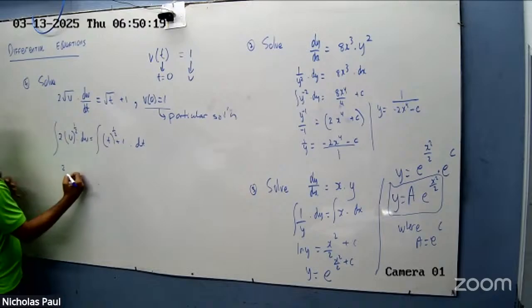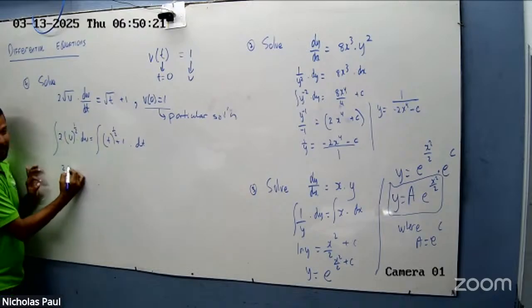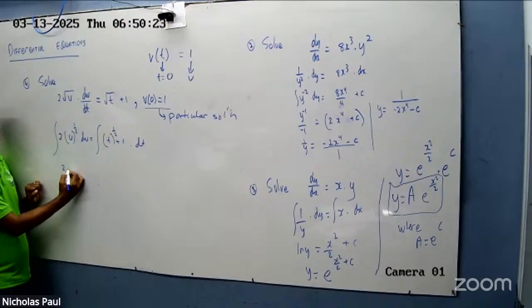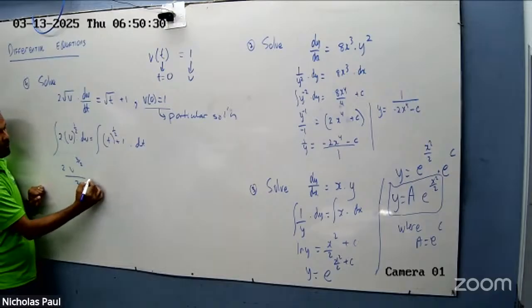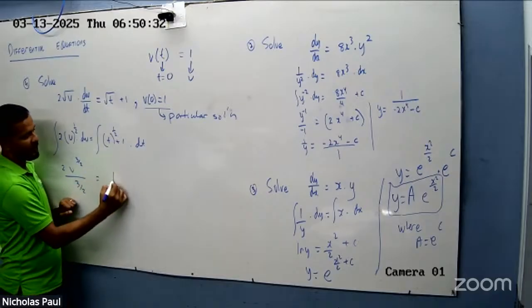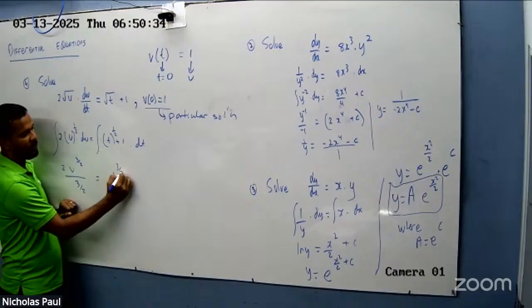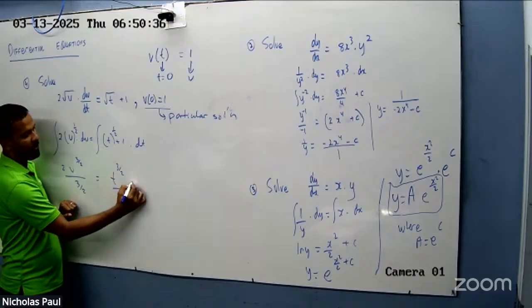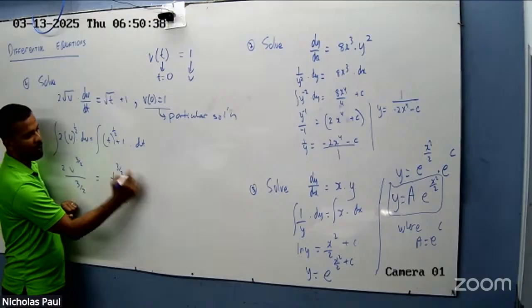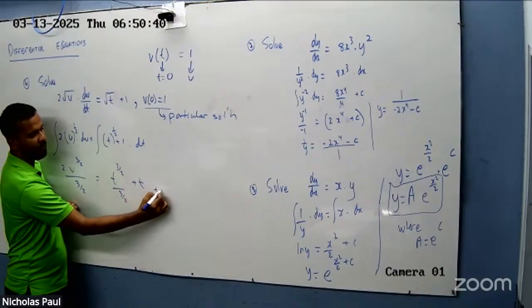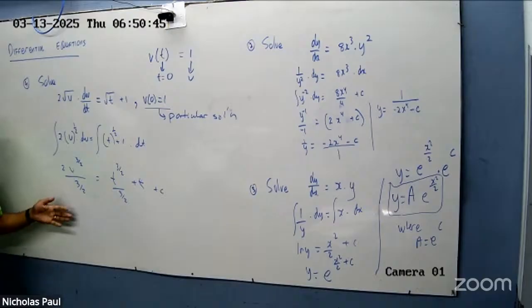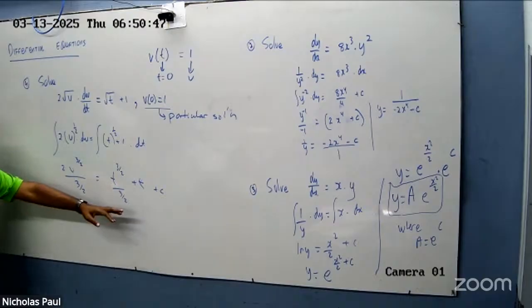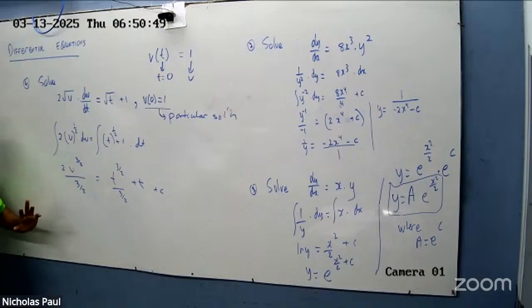Is it a u or an L term? Topic u. 2v^(3/2) over 3/2, right? Equal to, here's what? 3/2 over, plus the integral of 1 is t plus c. If you want, you can find c and then make v the subject. It's up to you.